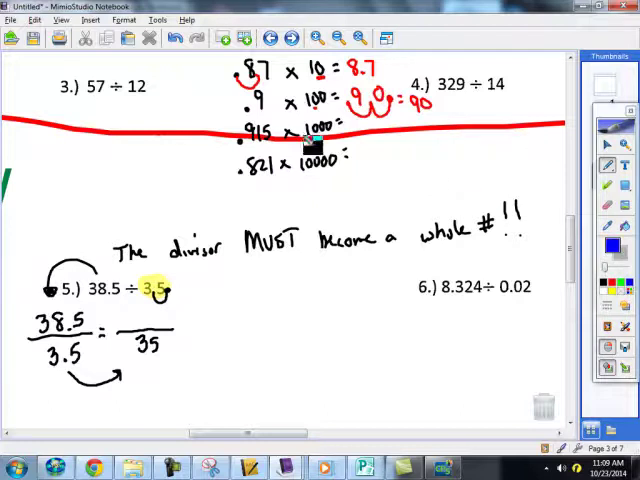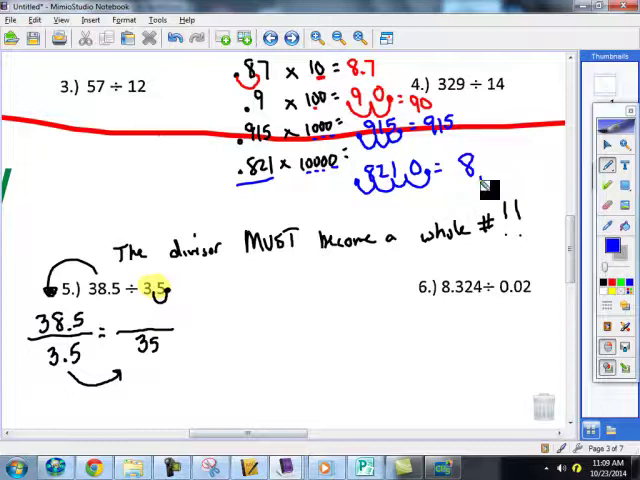0.915 times 1,000. There are 3 zeros, so I know I have to move my decimal 3 times to the right: 1, 2, 3. So that's going to be 915. Okay, here, 0.821 times 10,000. It's going to move 1, 2, 3, 4 times. We have to add a 0 in there. So that means 0.821 times 10,000 is 8,210. Okay? I hope you all understand that. It's just all about counting the zeros.